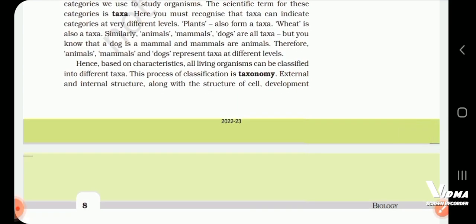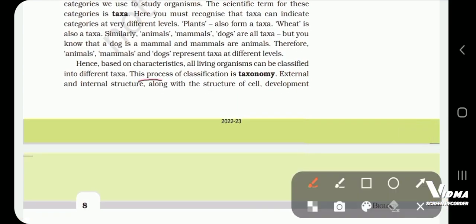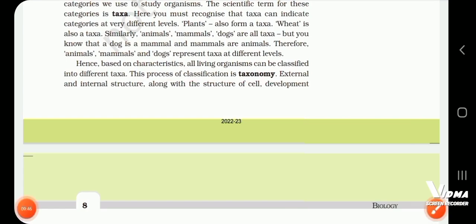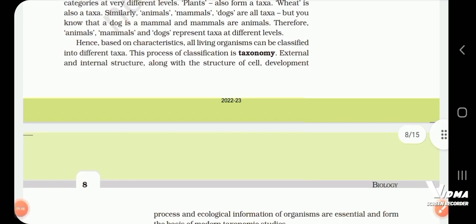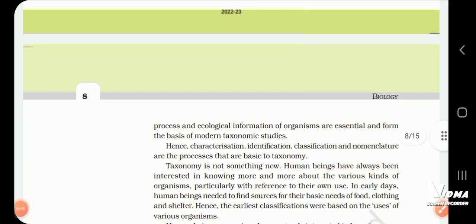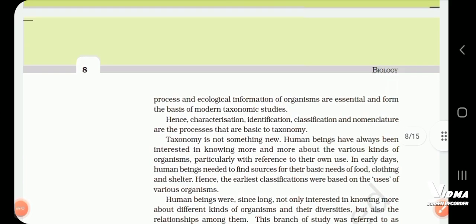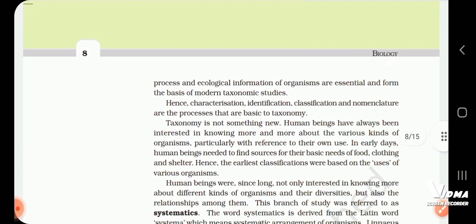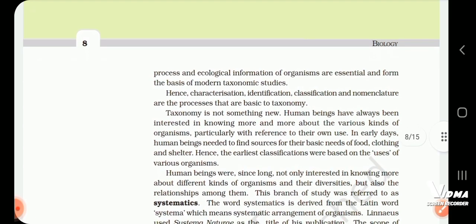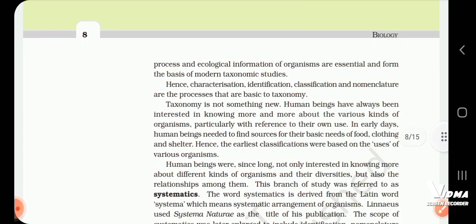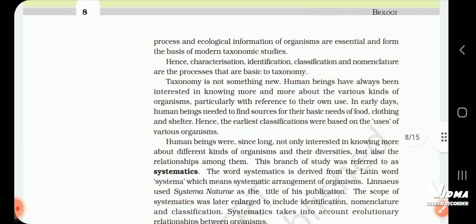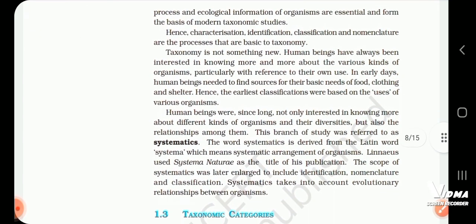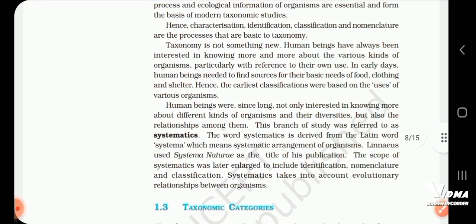The process of classification is called taxonomy. That is known as taxonomy. External and internal structure along with the structure of cells, development process, and ecological information of organisms are essential to form the basis of modern taxonomic studies. Hence, characterization, identification, classification, and nomenclature are the processes that are basic to taxonomy.